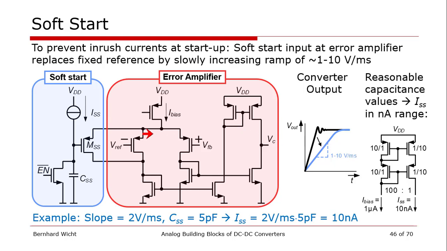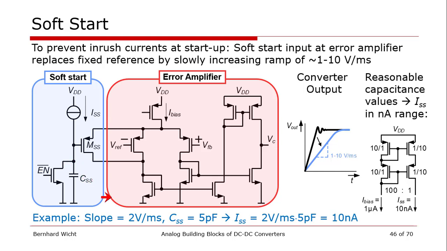Usually we have a requirement of ramp voltages in the range of 1 to 10 volts per millisecond. And in order to ensure that, we can take our error amplifier and add a soft start circuit, a little circuit here, which bypasses one of the differential transistors at the input, in particular the one hooked up to the reference. As soon as we enable our DC-DC converter, this switch turns off, and this current source charges this capacitor with the same ramp of a few volts per millisecond.